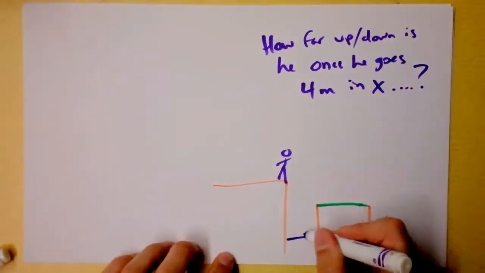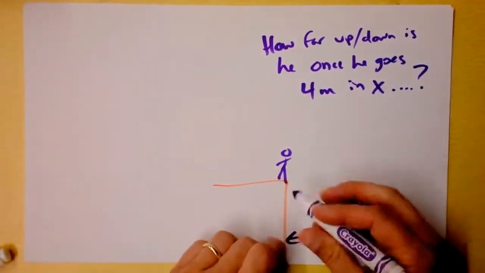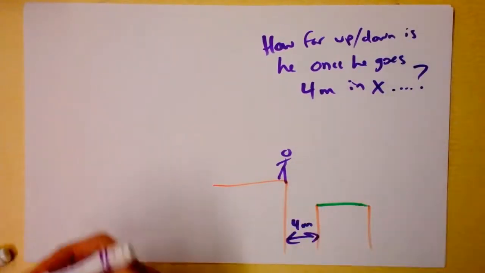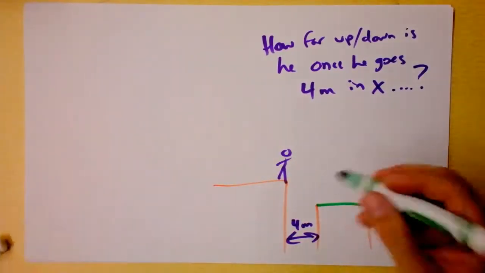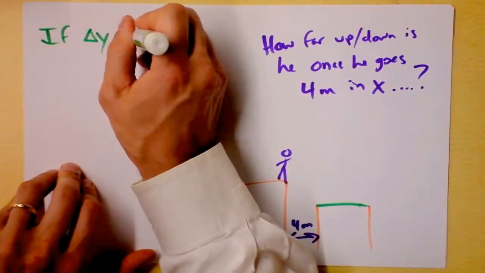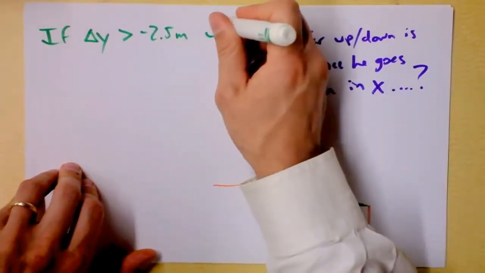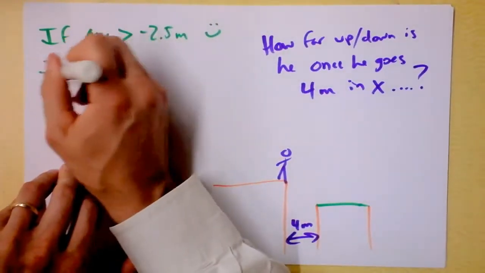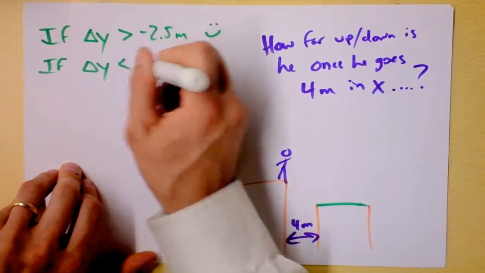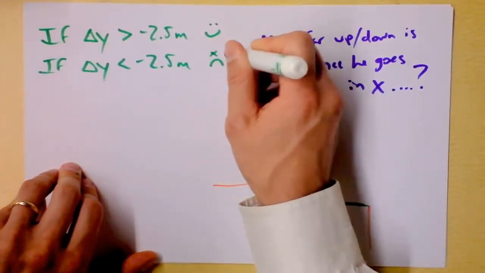Okay, that's our challenge. I know that if he leaves with a velocity in the x direction, he will ultimately go 4 meters in x. That's the plan. If delta y is greater than negative 2.5 meters, then he lives. If delta y is less than negative 2.5 meters, this will not be very much fun for him.